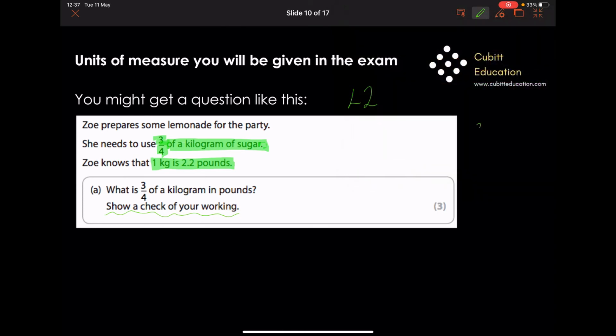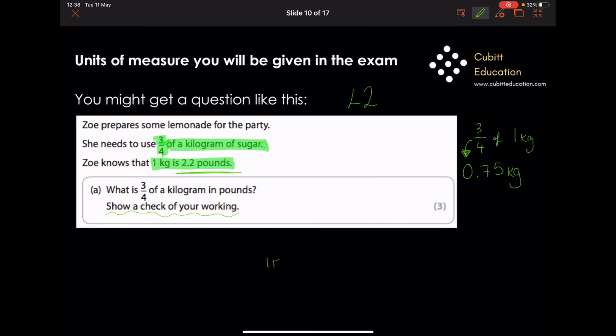Well, 3/4 of 1 kg, 1 kilo, can be written as 0.75, can't it? So it's 0.75 kilograms, because 3/4 is the same as 0.75. This is why we need to be very careful. Then what we need to do is convert that into pounds. We only need 0.75 of this 2.2 pounds. We don't need 1 whole one.